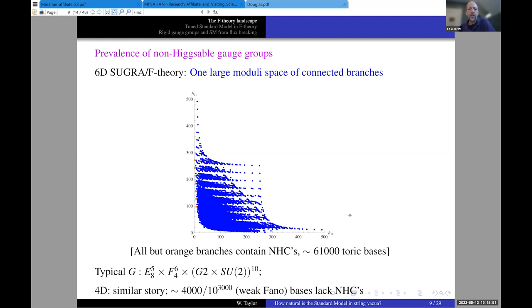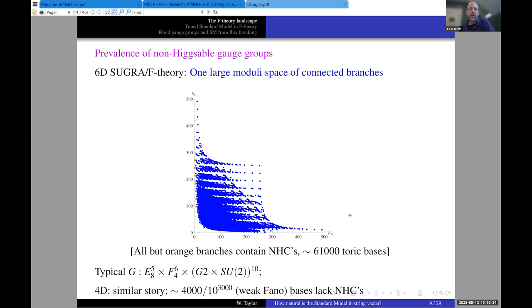If we look at the better understood case of 6D supergravity theories controlled by elliptic Calabi-Yau threefolds, if we again go back to the Kreutzer-Skarke picture, of the 61,000 toric bases that support elliptic Calabi-Yaus, only the generalized del Pezzos, so only about a dozen different bases, and those are the orange points in this diagram, do not support some kind of rigid gauge group. The typical gauge group in 6D is something like E8 to the fifth times F4 to the sixth times 10 factors of G2 cross SU2. So there's a big gauge group with these different factors which are disconnected.